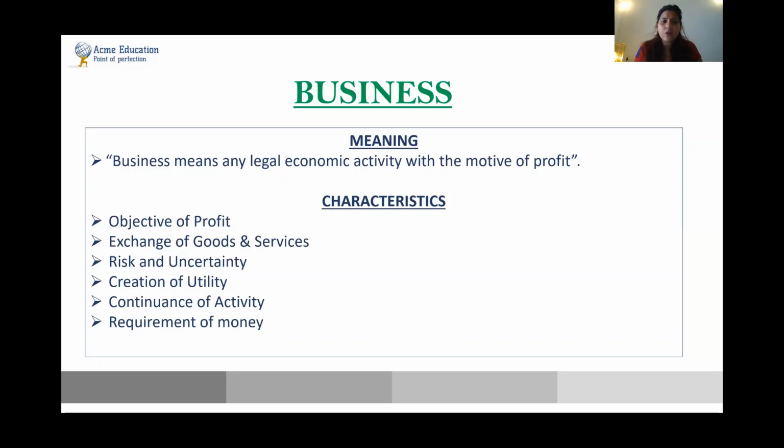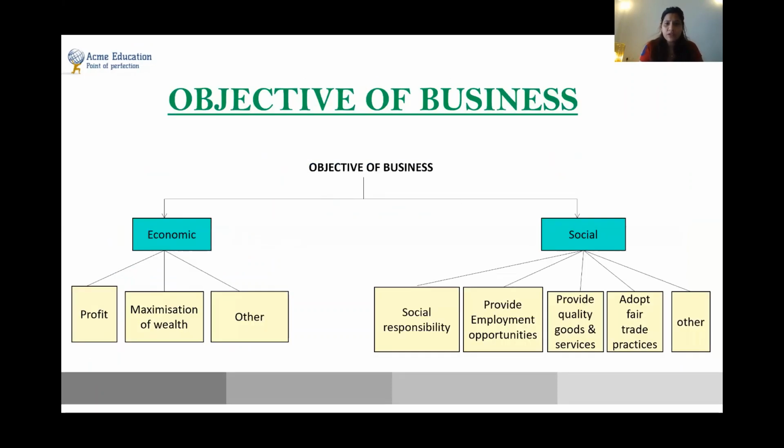The next is the requirement of money. When you have to start the business, you need money. When you want to expand your business, you need money. When you have to end your business, you need money. So money is basically the lifeblood of the business. It is needed at each and every stage of the business. Moving ahead to the last characteristic, which is called economic activity. Yes, business is an economic activity, because when you do business, you earn money in the form of profit.